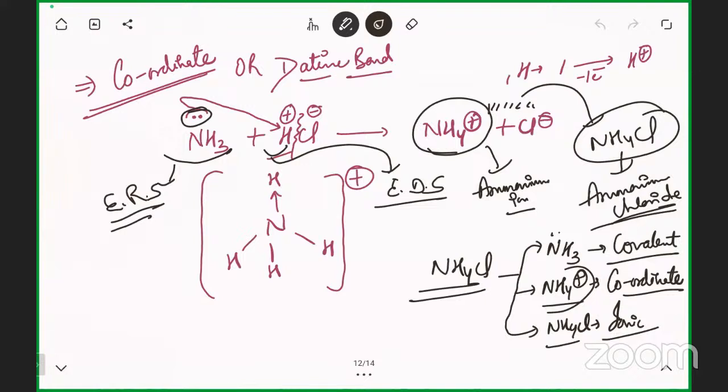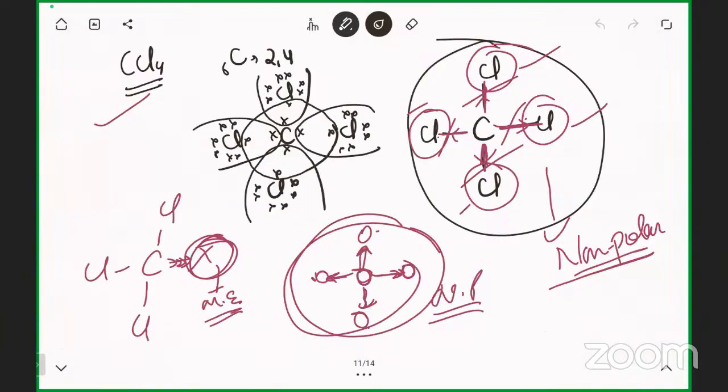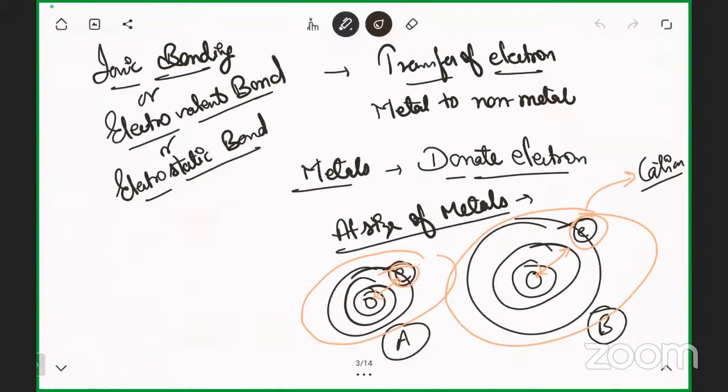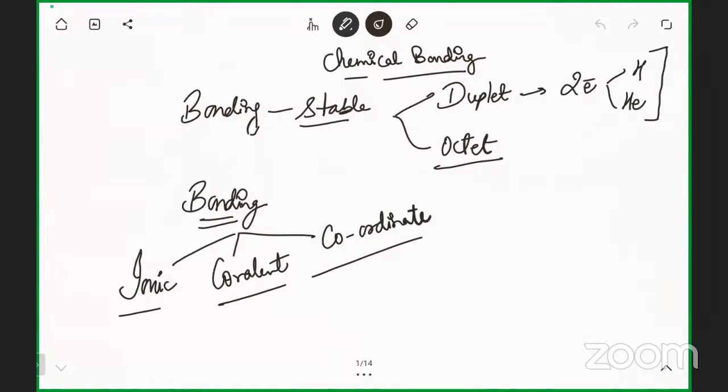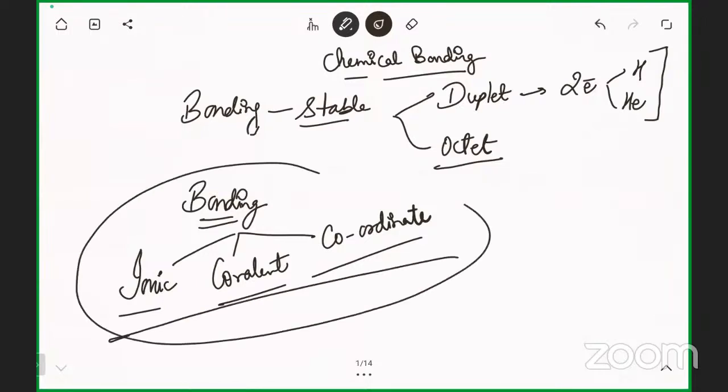Have you got an idea about coordinate bonding now? Any doubt in coordinate right now? You can ask. Or else I'll go deeper into ionic bonding now. I took this class just to clear the doubts of what is ionic, what is covalent, and what is coordinate.